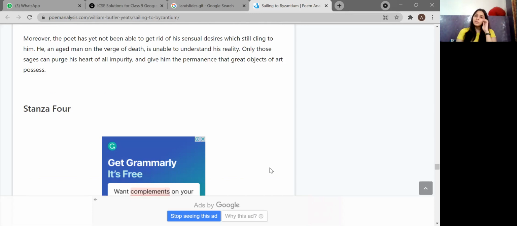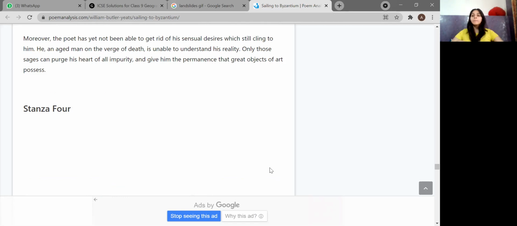So it's still clinging to him. That means it's still with him. Even though he has washed away all of the other sins, this is the thing that is still with him. And even though he is so aged and on the verge of death, almost about to die, still why is this desire with him? He wants to clean that desire, as the other people, the sages or the saints, have purified themselves.